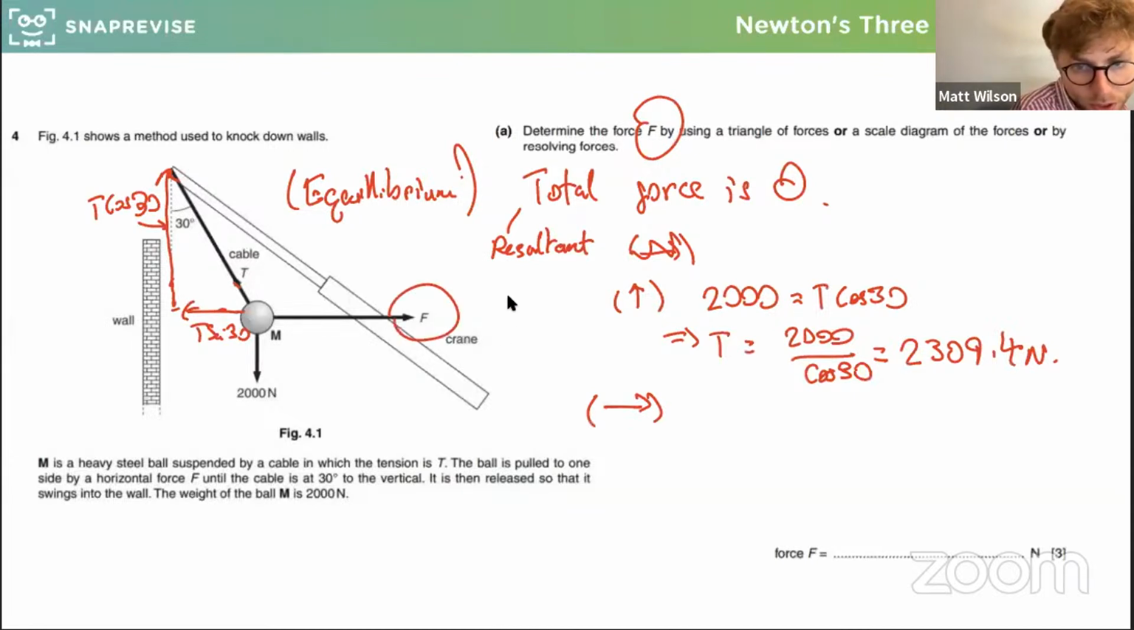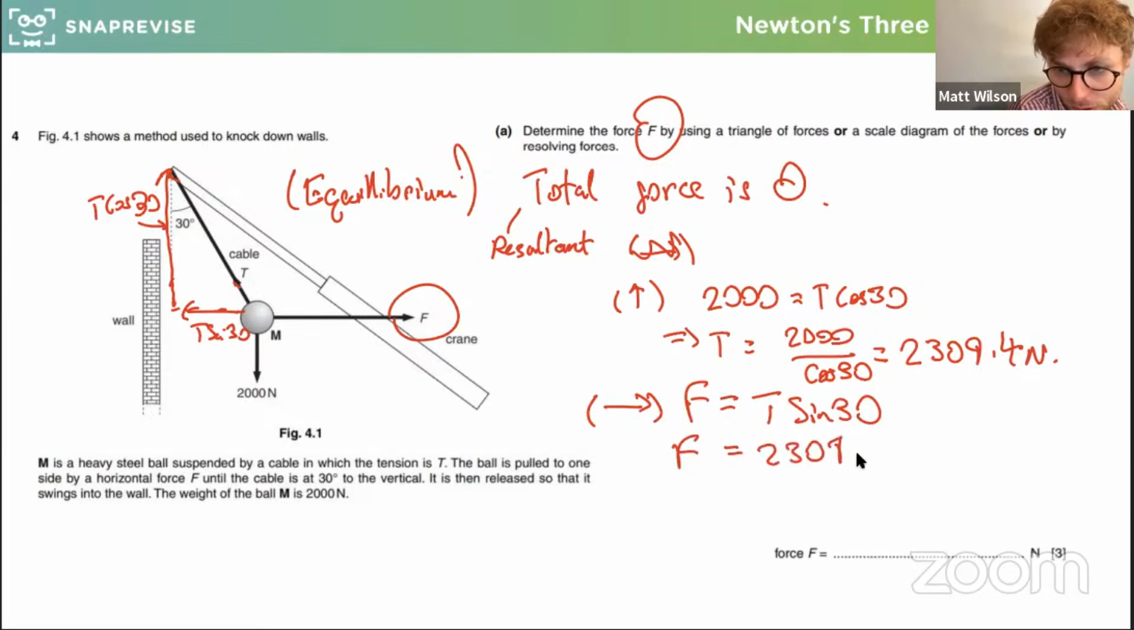So F is this force here. So we're just going to balance forces again. This time, the force to the right-hand side is F, the thing we want to calculate. And the force to the left-hand side is T sine 30. Okay, that's great. That means the force is equal to 2309 because we just calculated T. It's 2309.4 times sine 30.